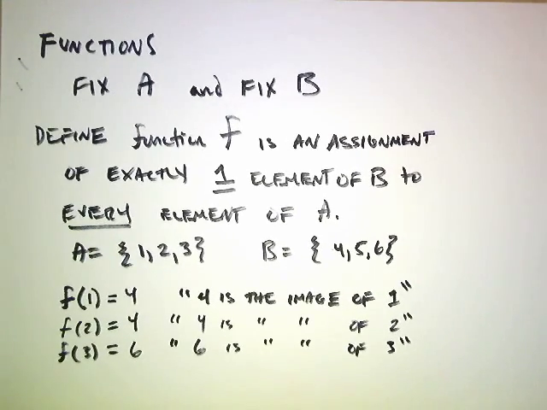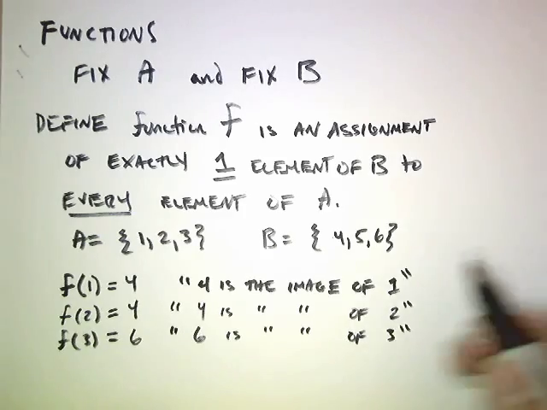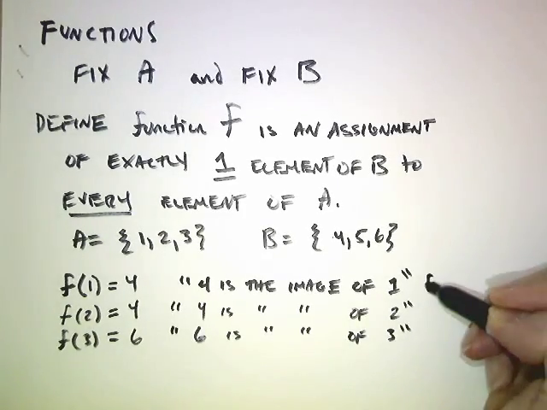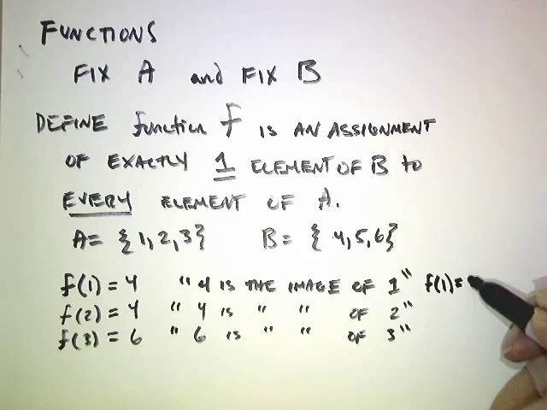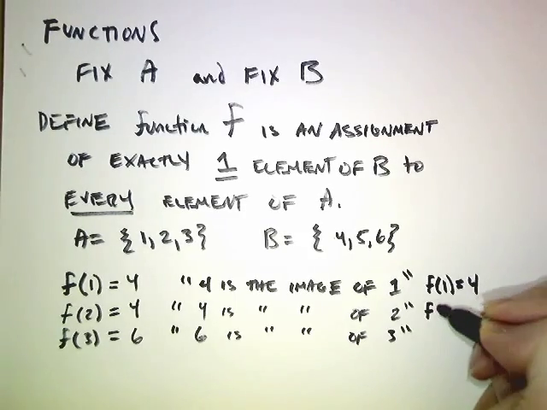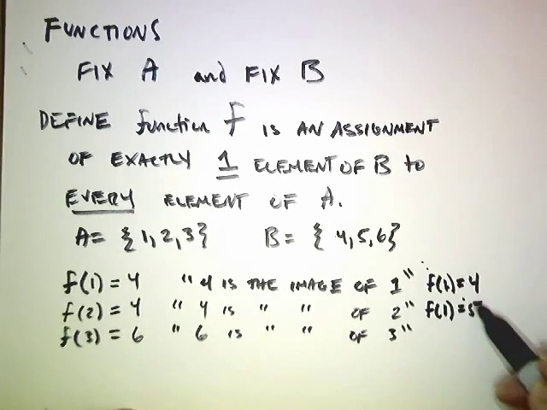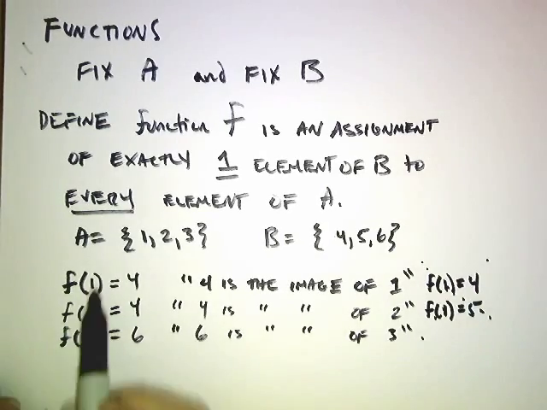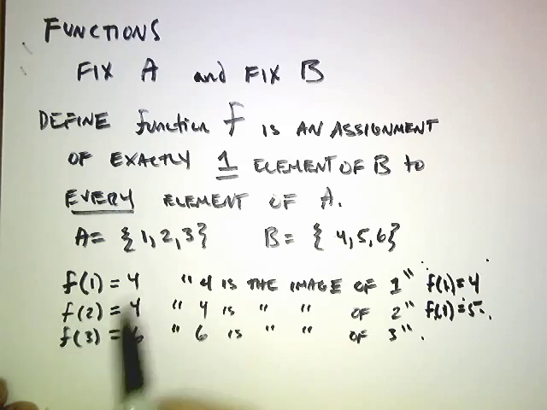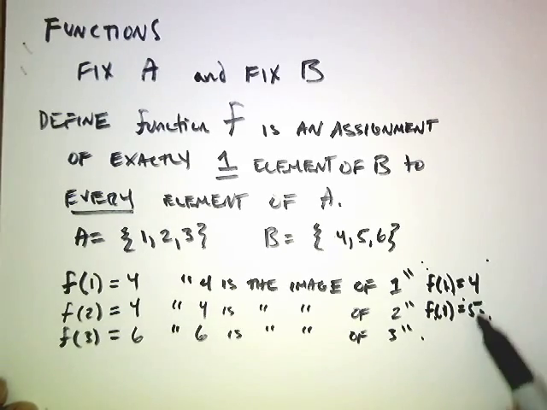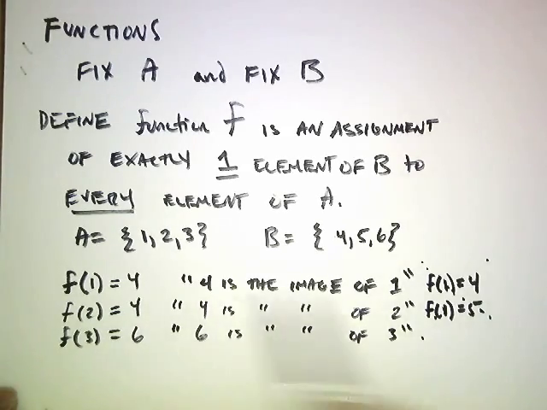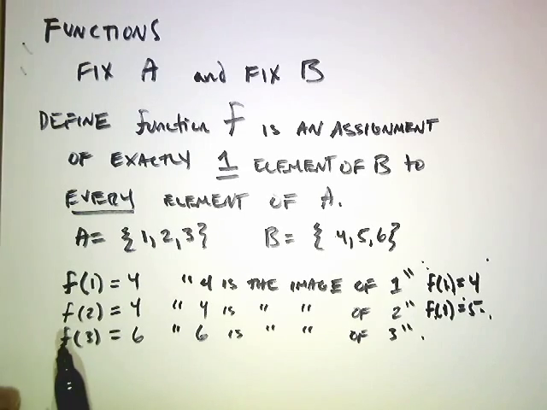Now here is an invalid way. This would not be a function. If I said f of 1 is 4, and then I tried to also say f of 1 is 5. Nope, this is not a function. When you want to specify f of 1, you get to make one choice. You don't get to make two choices. So you can't write f of 1 equals 4 and f of 1 equals 5. You can only say f of 1 equals something. In this case, we've chosen 4.